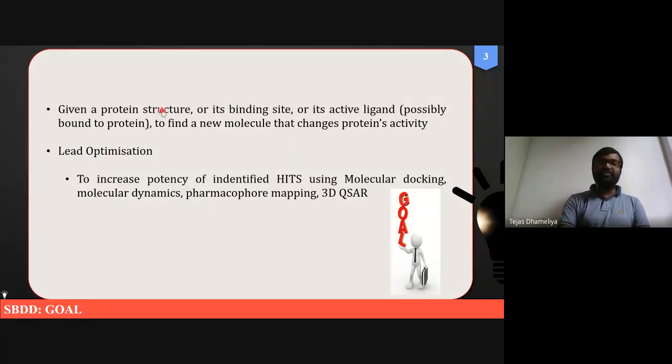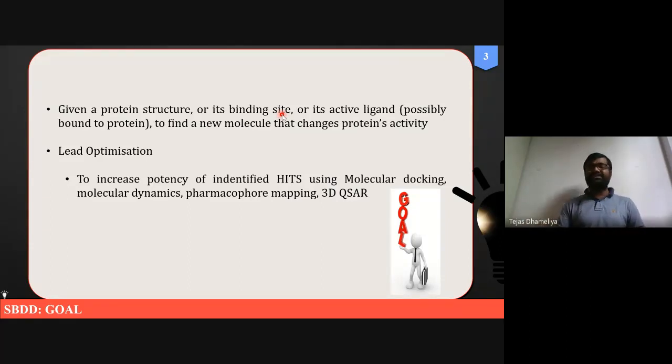If we have a proteinous structure, and we come to know what the active binding site is and what molecule is going to interact with that protein, we can find a new molecule which can change the protein's activity. If it is an agonist, it will increase the activity of the protein. If it is an antagonist, it will decrease the activity of the receptor.